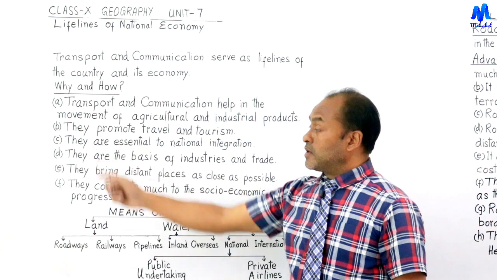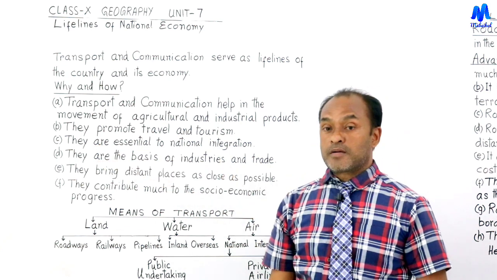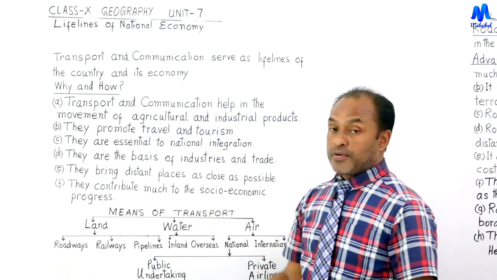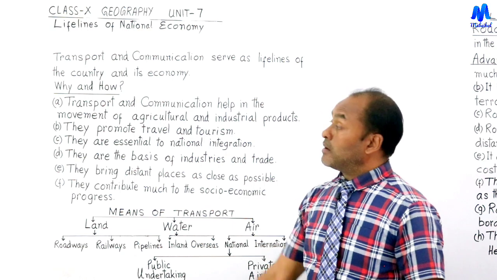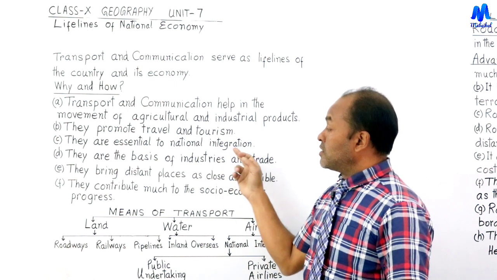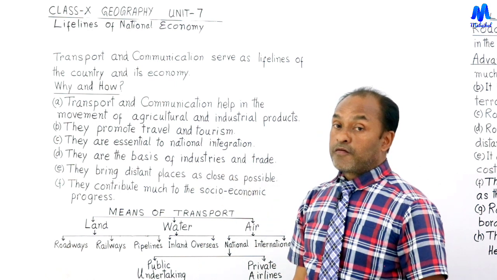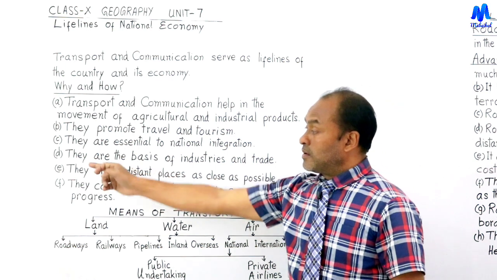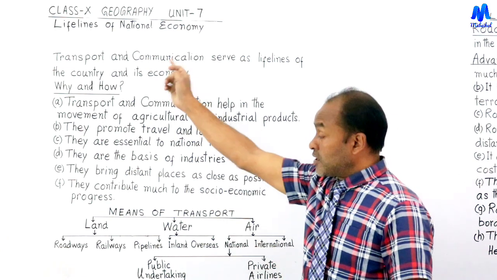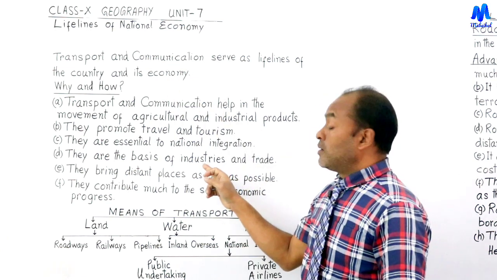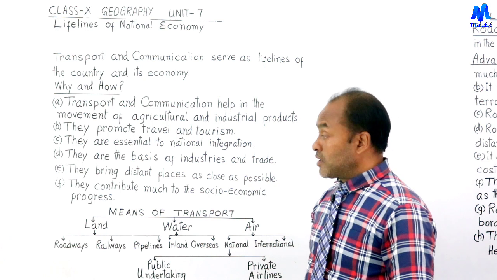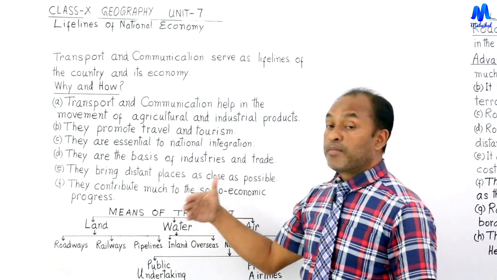Okay. Likewise, in number C, they are essential to national integration. Various people from various parts of the country are mixed up by this transport and communication. They make a national integration way of living. Okay. So number D, they are the basis of industries and trade. Without transport and communication, how can we transport our industrial products? How can we trade by the traders? Okay. So likewise, they are very essential.